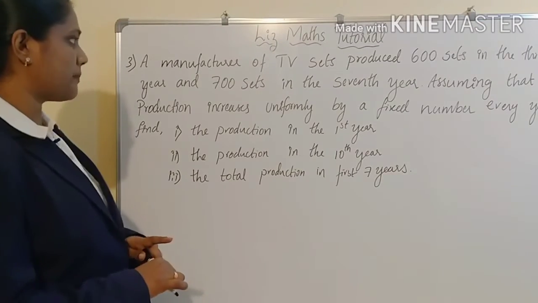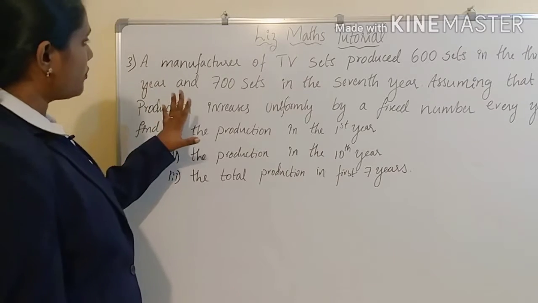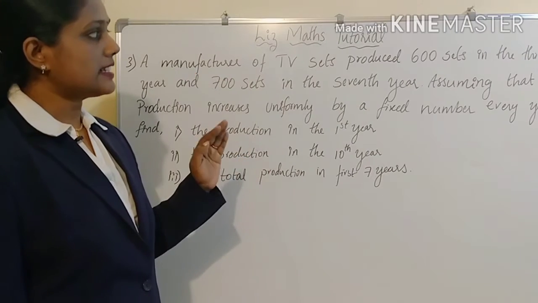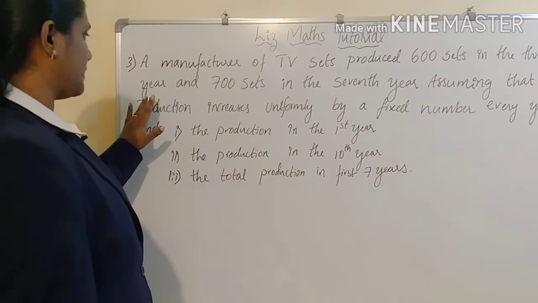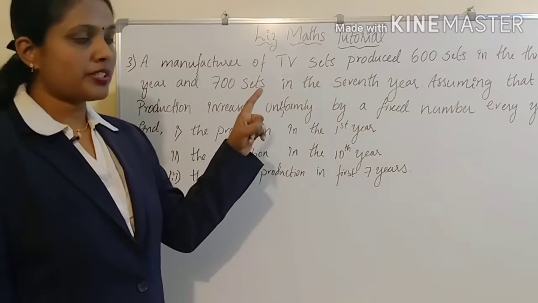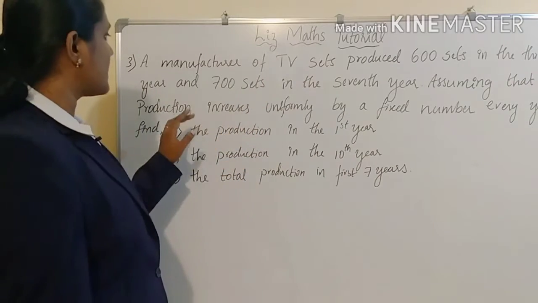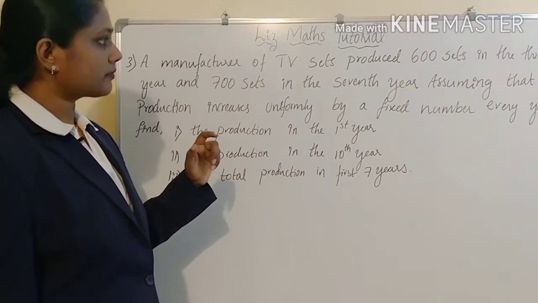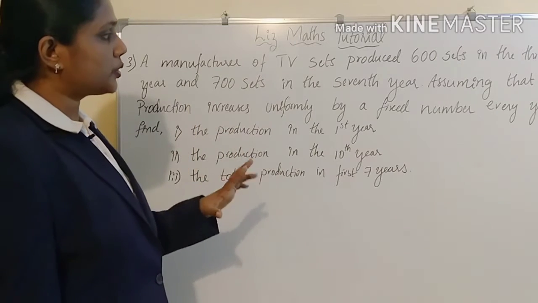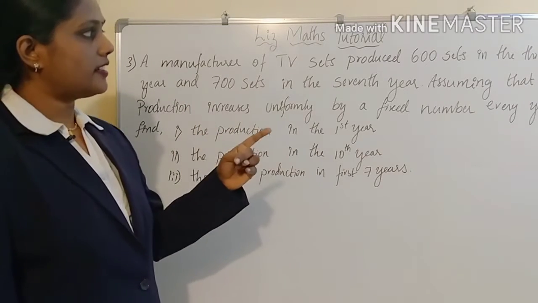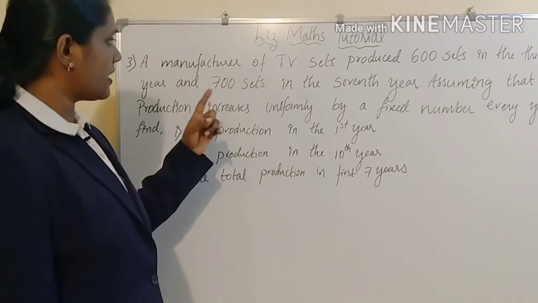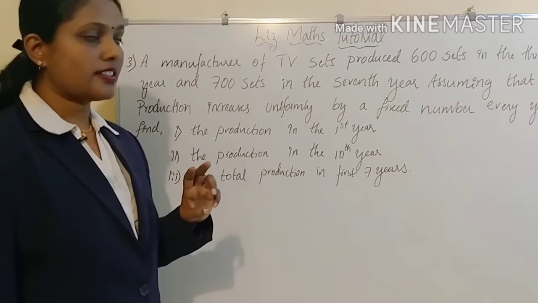What does the last example say? A manufacturer of TV sets produced 600 sets in the third year. In the third year they have produced how much? 600 sets, and 700 sets in the seventh year. So they have given two hints: in the third year they produced 600 sets, and in the seventh year they produced 700 sets.